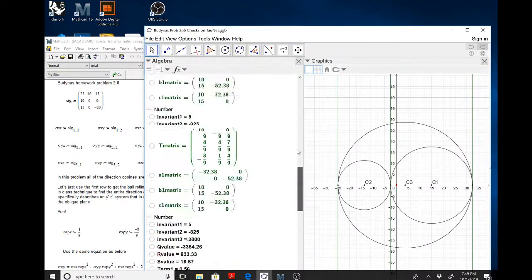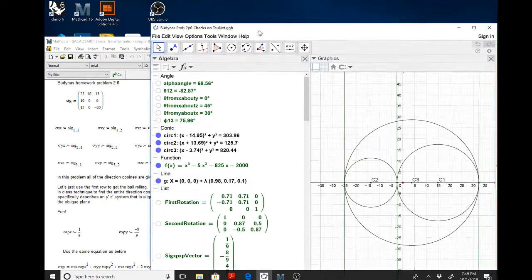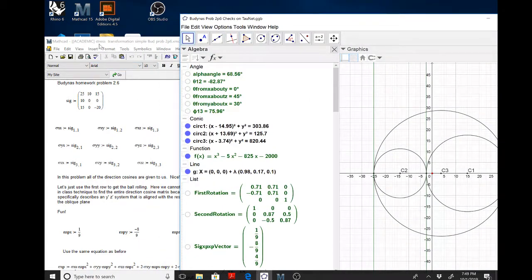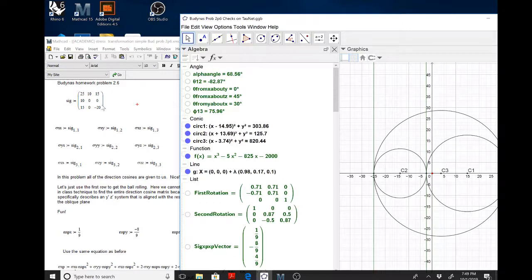You don't have to use GeoGebra at all for this part, but I do think you should program this. So I programmed it twice, just because that's the kind of guy I am. I did this in MathCAD, and then I did this in GeoGebra, but you could certainly use MATLAB or any other language that you want. The first thing that you want to do is put in the stress matrix here. It all starts with that.